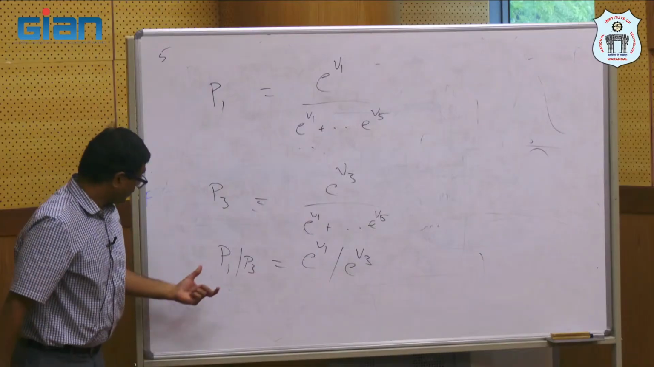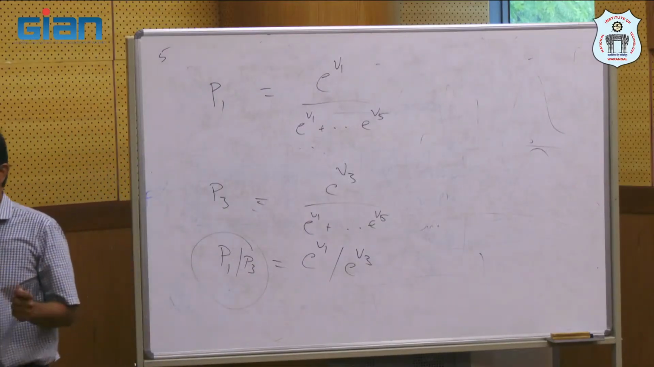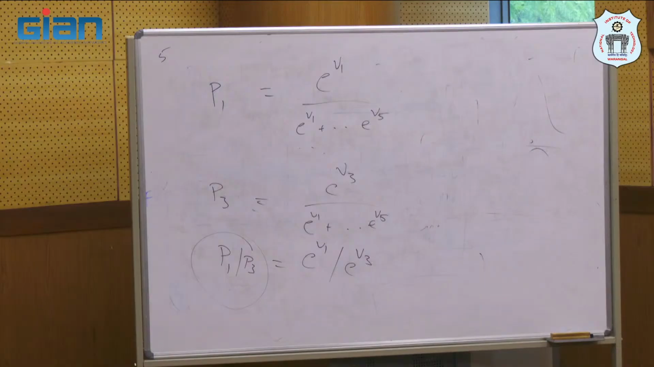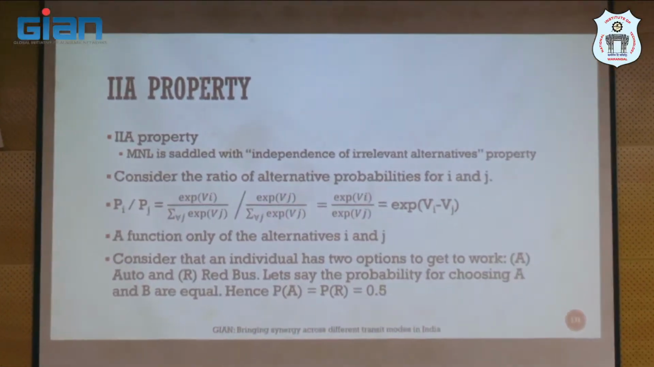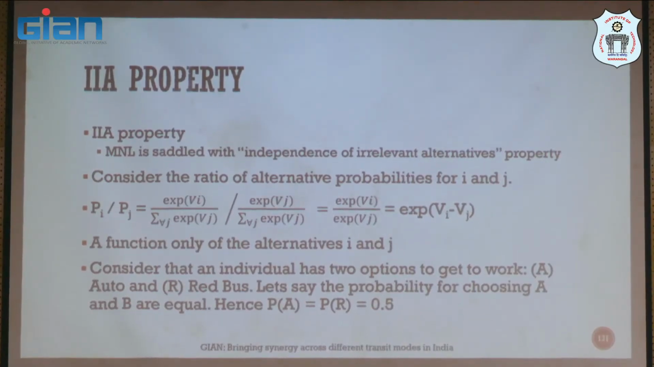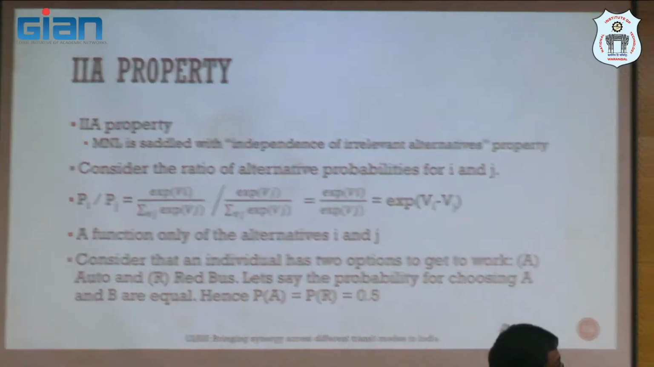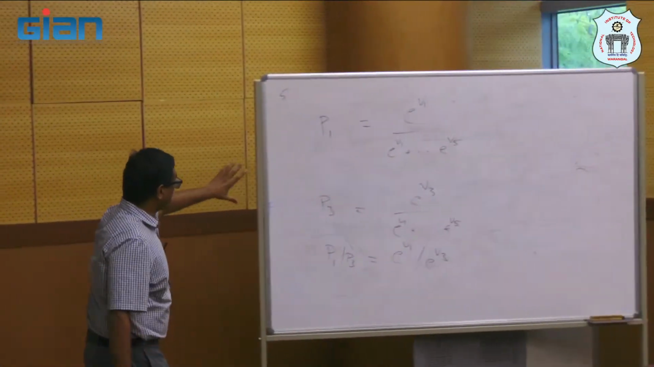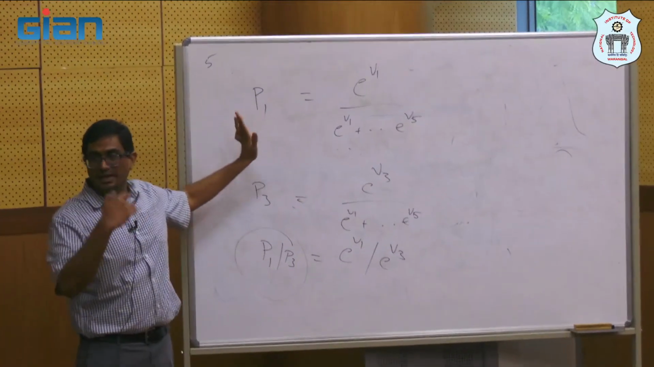So how the two alternatives interact simply depends on the two alternatives. No other thing matters. If the ratio of P1 to P3 changes, that change is purely a function of changes in alternatives 1 and 3. Alternative 2, alternative 4, and alternative 5 are irrelevant. So in a multinomial logit model, we implicitly assume irrelevance of other alternatives. By focusing on these two, I don't really care about the rest.